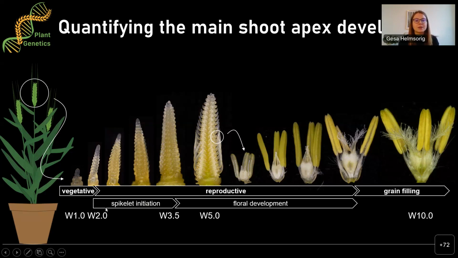And in particular, this early reproductive development is very interesting and important for the yield of the plant, because this is when spikelets are initiated, and only spikes that are initiated have the potential to develop into florets and then later into the seeds on the spike.